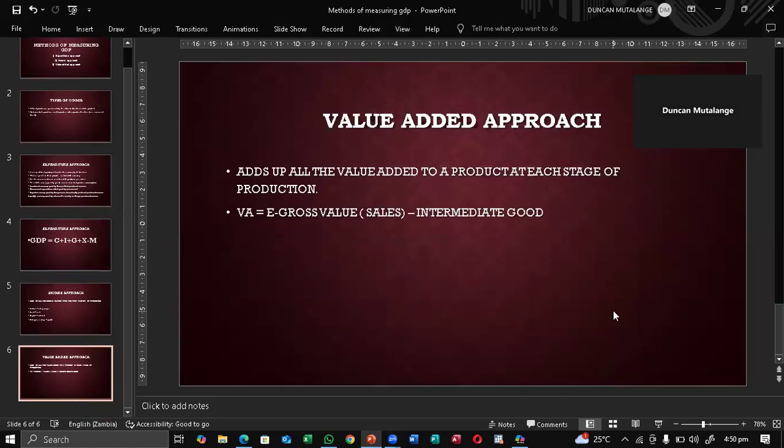I'll move on to the last one, then we'll do an examination question that looks at all these things so that you can have a clearer picture. We look at the value added. The value added is simply like a profit. I want you to look at it in terms of profit. It sums up all the value that has been added to a product at each stage of production. I'll give you an example.